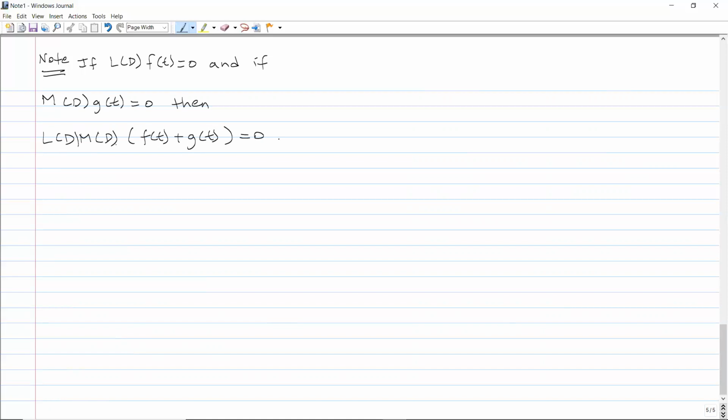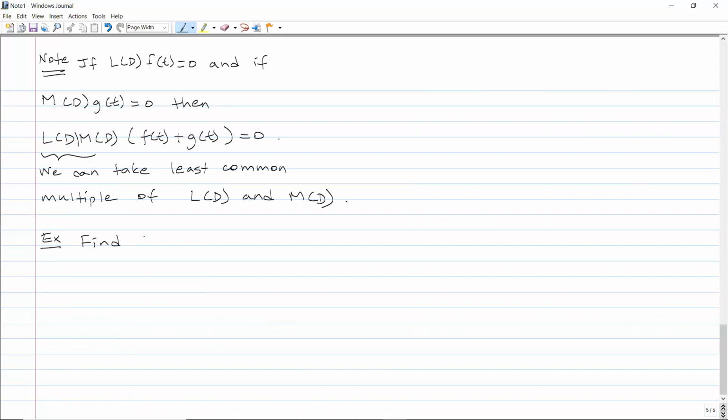Because when you apply it to f, first of all, the order of the product is not important. So when you apply it to f, you first apply L(D), you get 0, and then you apply M, it is 0. Plus, when you apply it to g, differentiation is a linear operator, so for the sum of two functions, you can distribute. When you apply M, you get 0. So afterwards, when you apply L, it is still 0. But instead of taking the product, we can take the least common multiple of L(D) and M(D). Let me show this in an example.